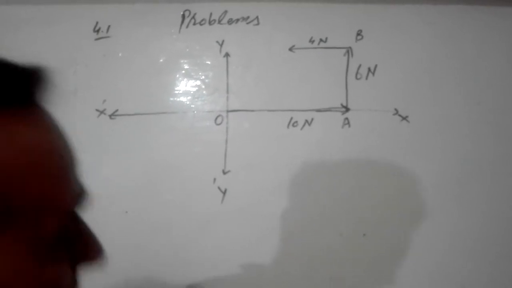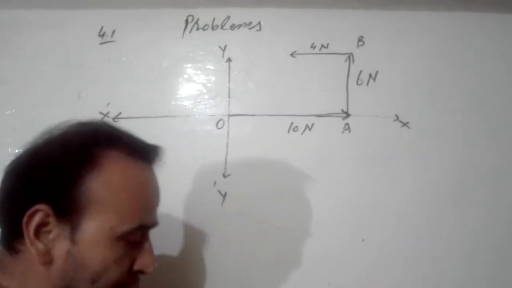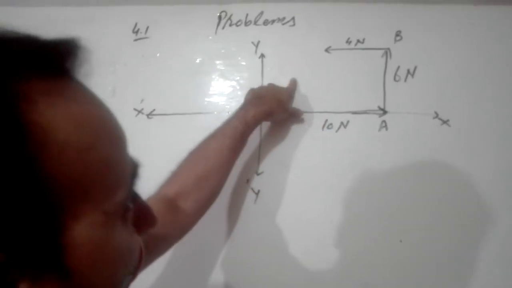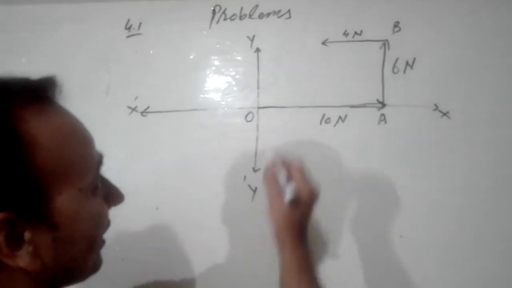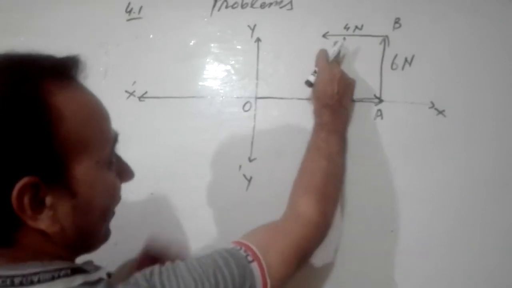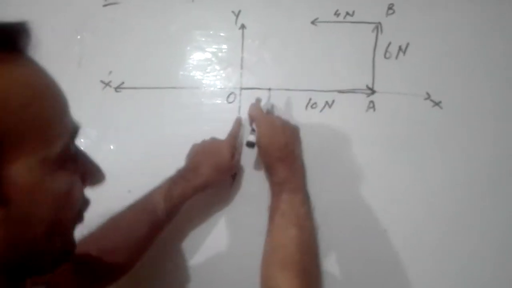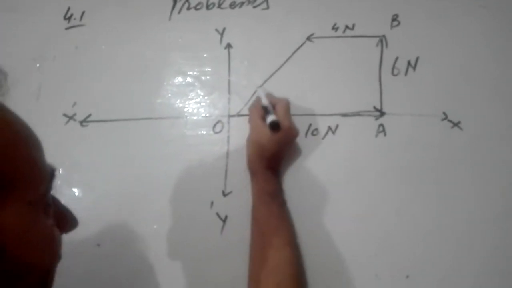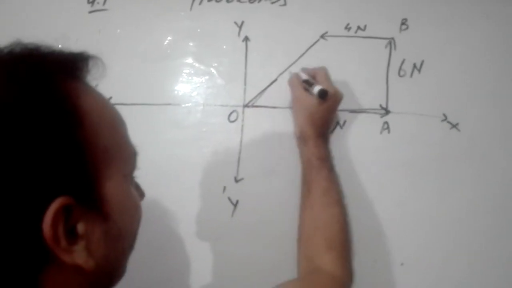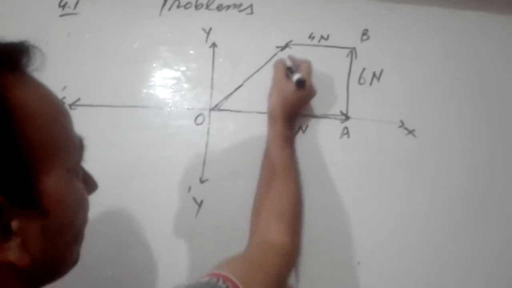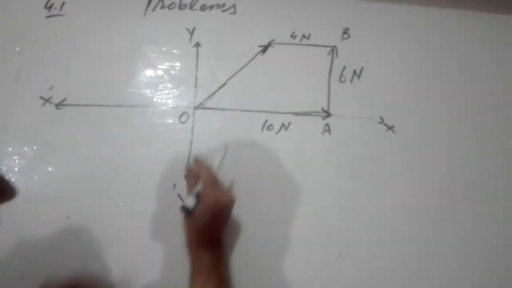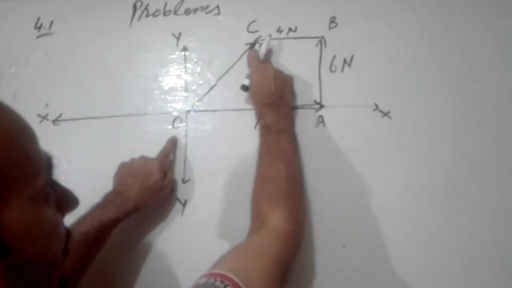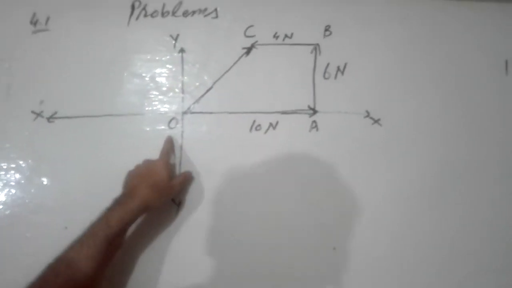Now what you have to do? Find the resultant of all these forces. What method I have told you to find the resultant? Note down the property. If you have to find the resultant, the head of the resultant coincides with the head of the last vector. This is our last vector, and this is the first vector. So this is our resultant somewhere here. According to the definition of resultant, this is my resultant. If I name it C, then OC is now my resultant.